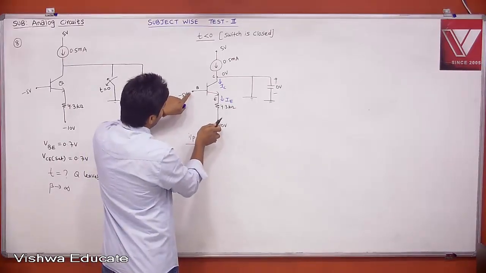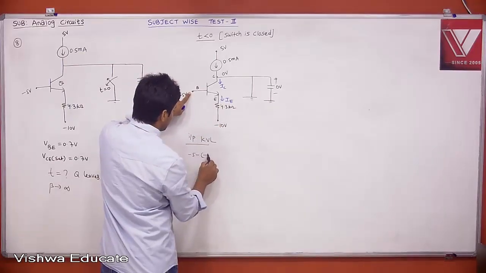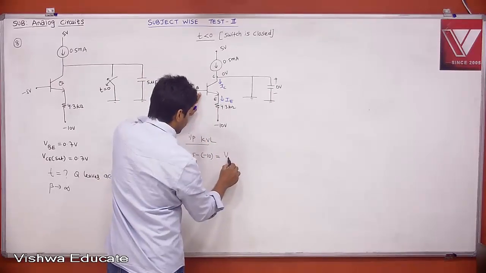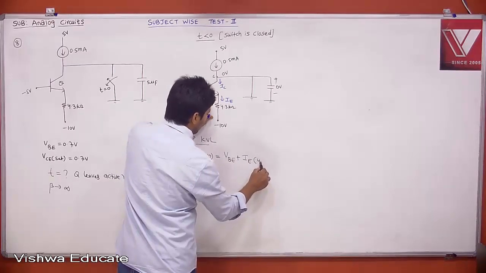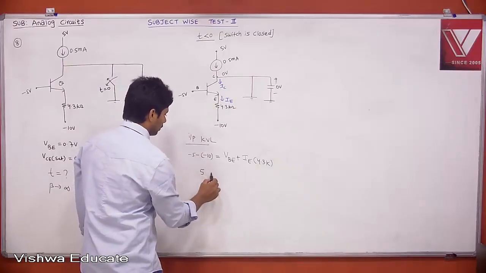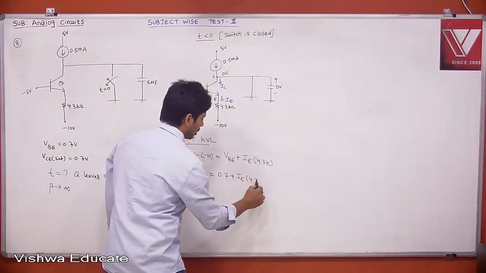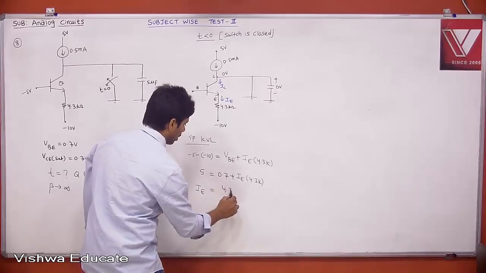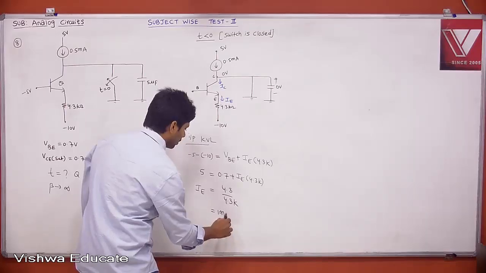What is the voltage drop between these two nodes? Minus 5 minus of minus 10, that is 5 volts, is equal to VBE plus the drop across this, which is nothing but IE into 4.3 kilo ohm. So 5 is equal to VBE 0.7 plus IE into 4.3 K. Then IE is nothing but (5 minus 0.7) divided by 4.3 K, which is 1 milliampere.